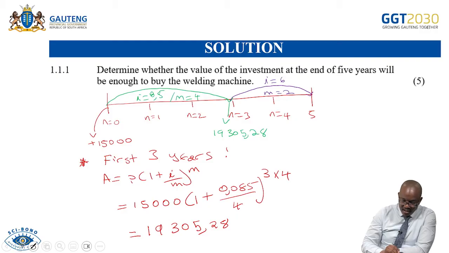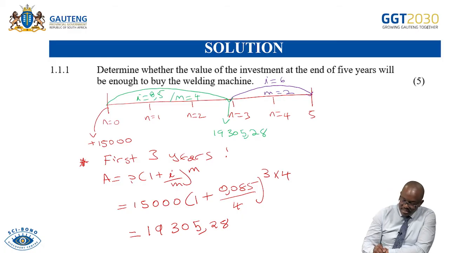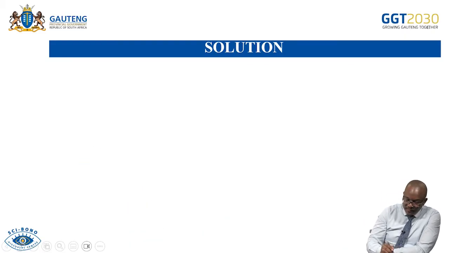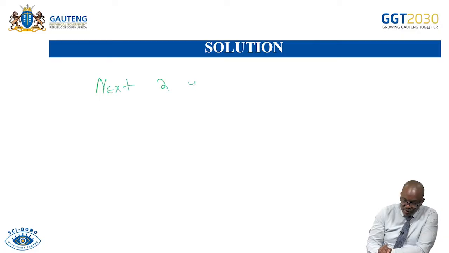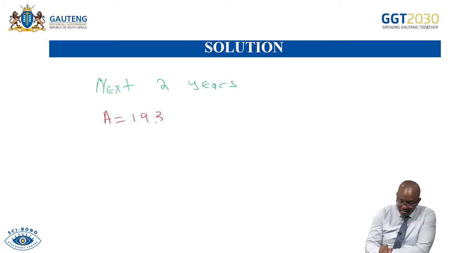We are going now to calculate for the next 2 years. Remember, for the next 2 years is just the remaining years from year 3 up until year 5. So now, how are we going to deal with that? We are still going to see the next 2 years. Then what do we do there? We still utilize the very same formula, but remember our amount there was 19,305,28 cent. Correct? And then we have 1 plus.